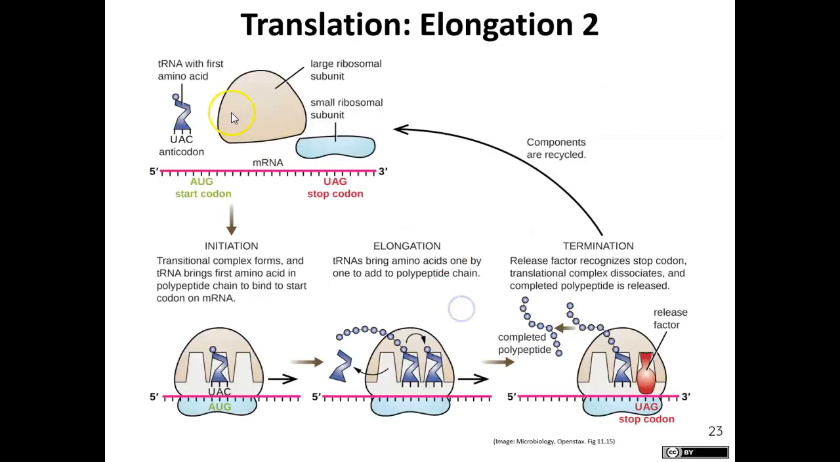And so let's look at what that looks like. Here you have the first transfer RNA with the anticodon and the appropriate amino acid, methionine. Here's the large and small subunit. They're going to come together. Once they come together, now the transfer RNA can bind to that first site. Once that happens, a second transfer RNA is going to move in and bind to that second site.